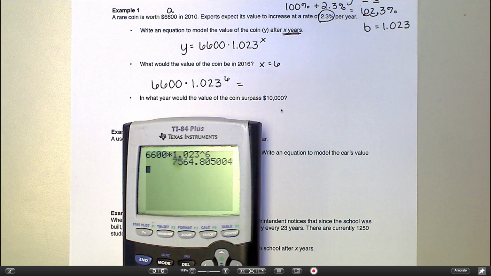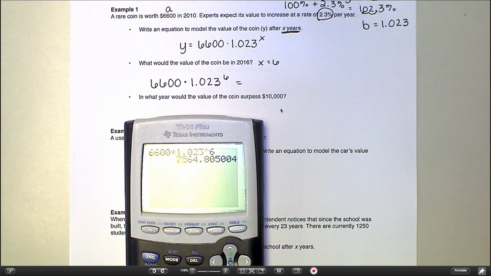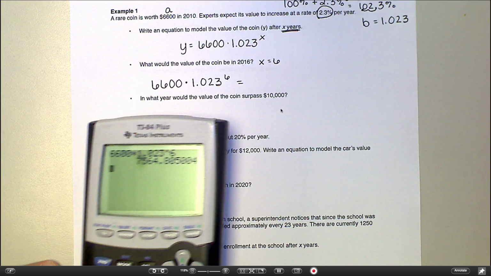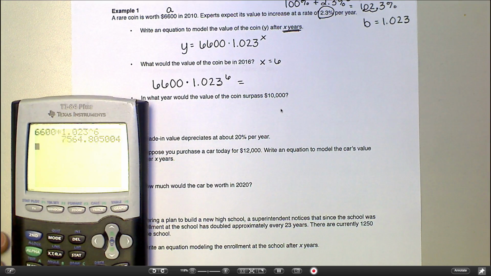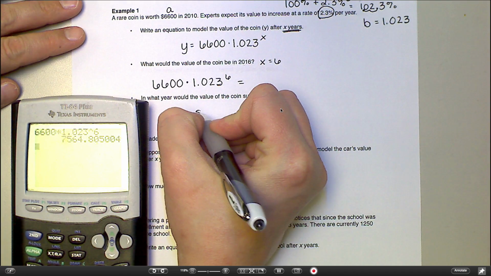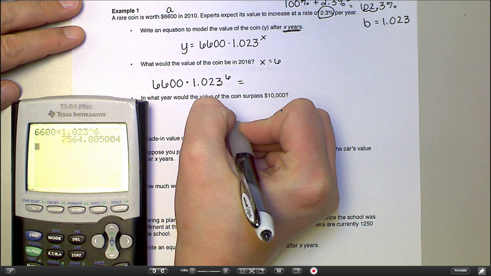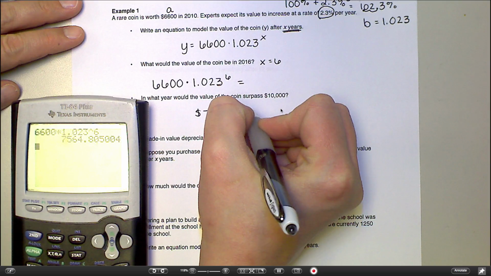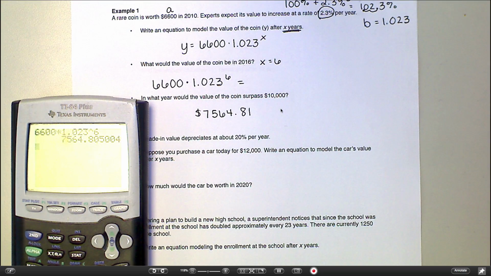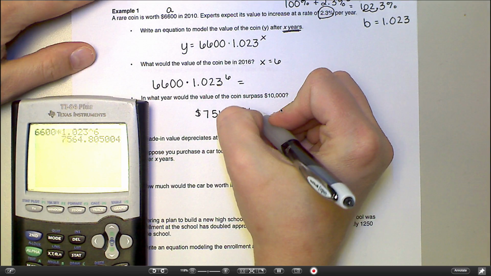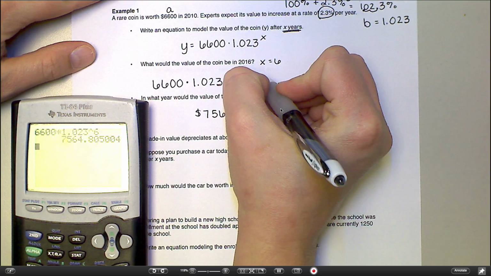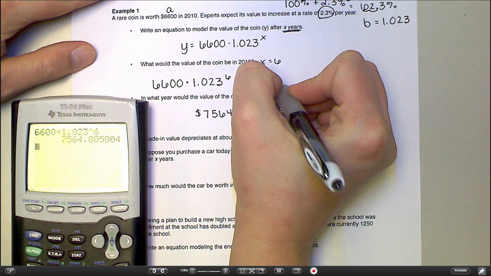And there's my value, and you have to think about what this represents. This is money, right? This is a value. So I'm going to go ahead and round it like money. I would put my answer down as $7,564, and I would probably round that to 81 cents. So there's the value. Oh, that's supposed to go up here. Sorry about that. 7,564.81.